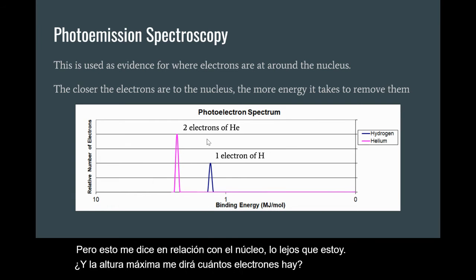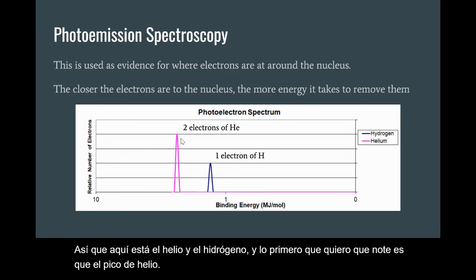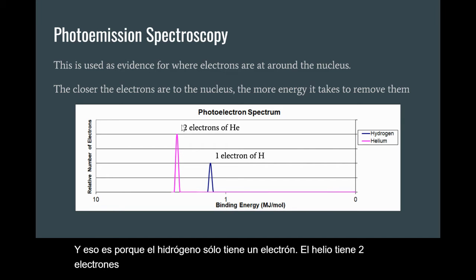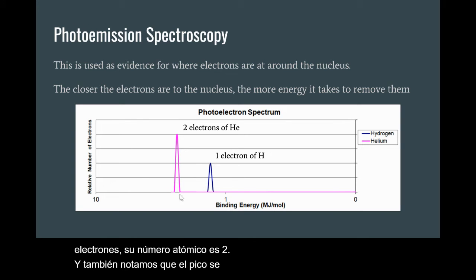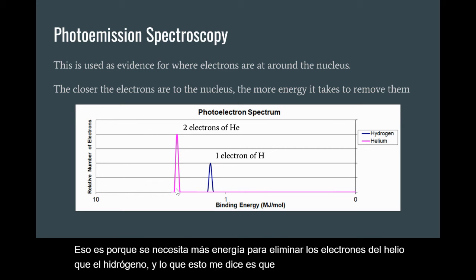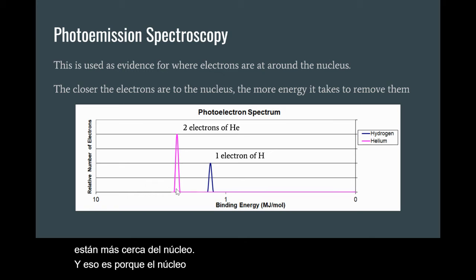So here is helium and hydrogen. And the first thing I want you to notice is that the helium peak is twice as big. And that's because hydrogen only has one electron. Helium has two electrons. Its atomic number is 2. And we also notice that the peak moves over to the left a little bit. And that's because it takes more energy to remove the electrons from helium than hydrogen. And what this tells me is that the electrons for helium are closer to the nucleus. And that's because helium's nucleus has more positive charges.